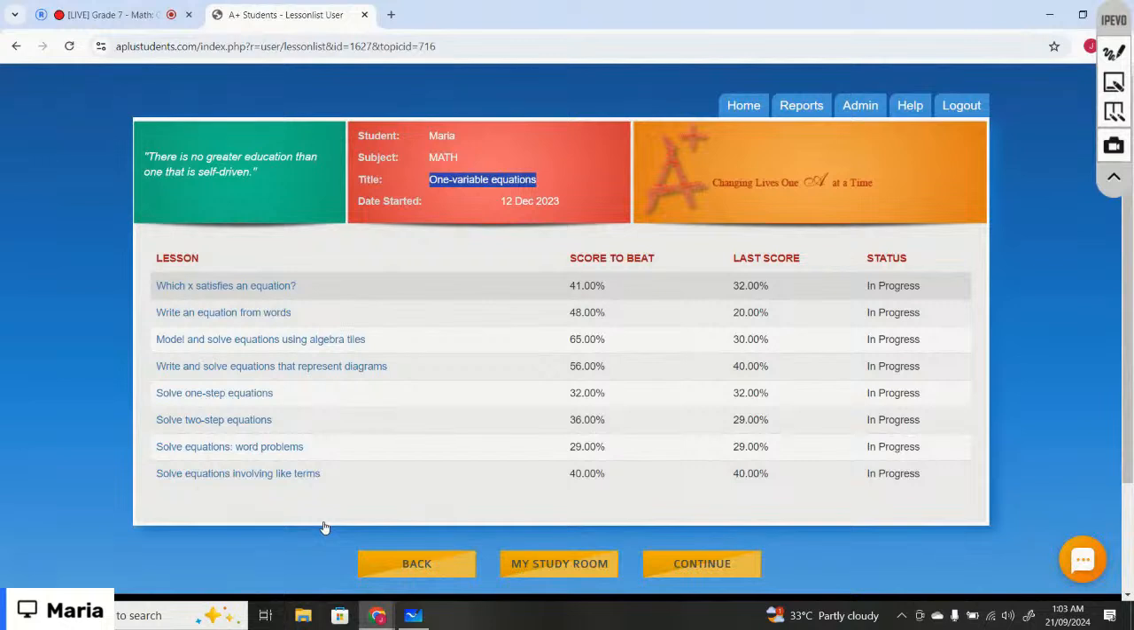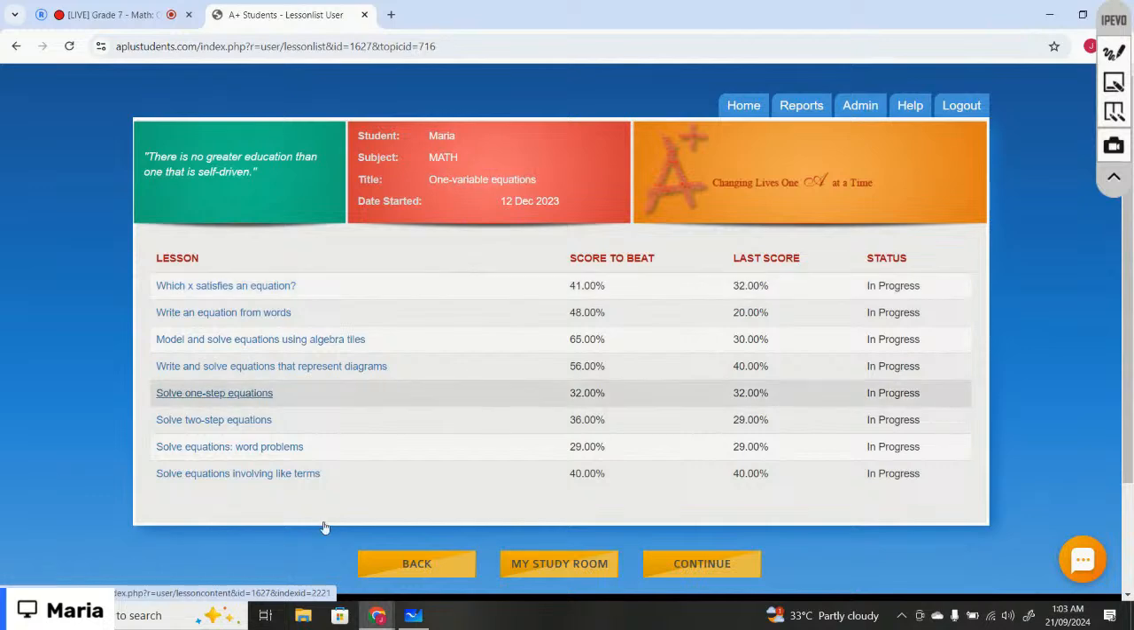Okay, here I am on grade 7 math. The chapter we are on right now is one variable equations. Let's just start with the lesson that is solve one-step equations.